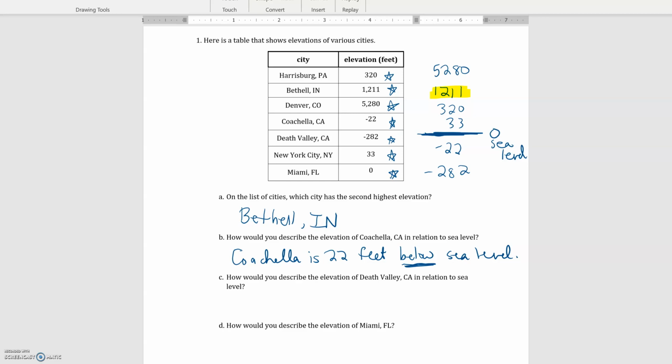My next question says, how would you describe the elevation of Death Valley, California in relation to sea level? Again, look at my table and I see that Death Valley says negative 282. That negative sign means below the sea level. So to capture that thought, I'm going to write Death Valley is 282 feet below, again the keyword here, below sea level.